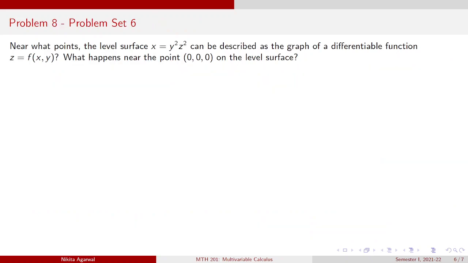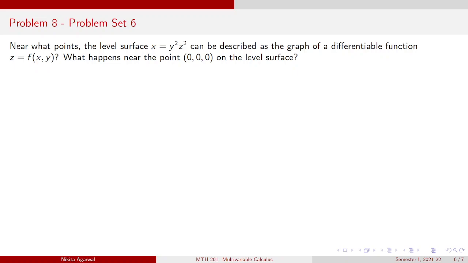So let us look at this problem, which is problem number 8 from problem set 6. The question is: near what points can the level surface x equal to y square z square be described as the graph of a differentiable function z equal to f(x, y), and what happens near the point (0, 0, 0) on the level surface, right? Okay. So now you want to see whether you can express z as a function of x and y, right?